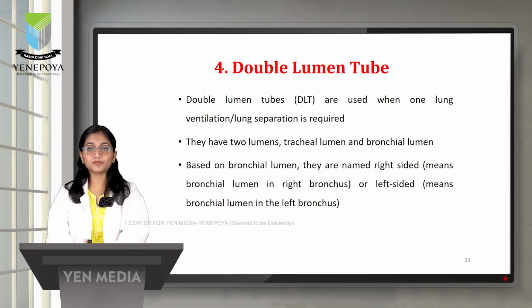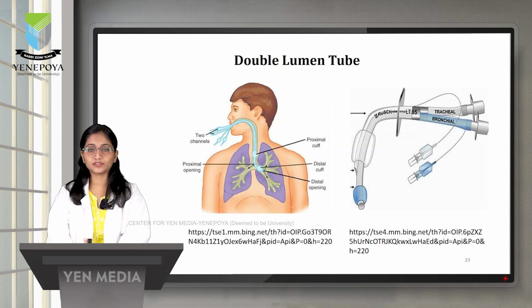Next tube is a double lumen tube. A double lumen tube is used when one lung ventilation or lung separation is required. They have two lumens, a tracheal lumen and a bronchial lumen. Based on the bronchial lumen, they are named right-sided, means bronchial lumen in the right bronchus, or left-sided, means bronchial lumen in the left bronchus.